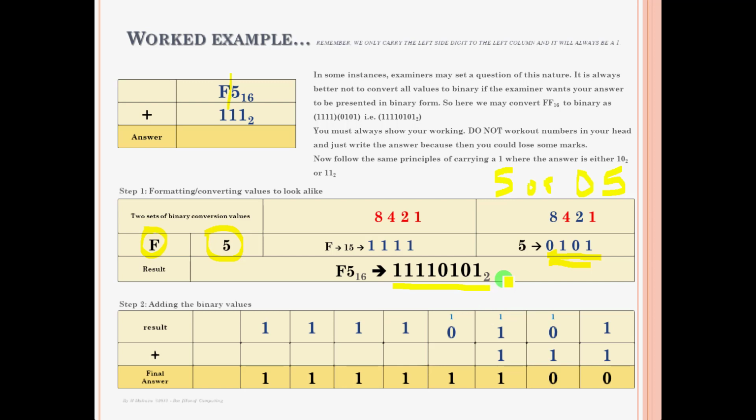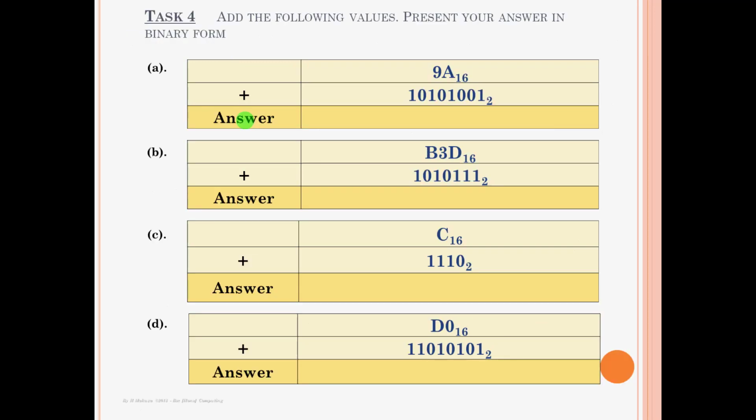Now we can easily add these numbers. We're going to bring it right down here and add it to 111, this number here, and then we add them and we get that answer. When you get hexadecimal values, always make sure you convert them to binary before adding. Task 4. You have the questions here: 9A, B3, DC, and D0. How do you add those? Pause the video for me, and then see if you can do this. Remember, you're going to have to convert the hex values to binary. Just a little hint. All right, moving on in a minute.